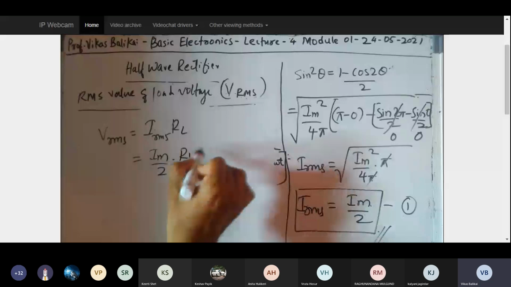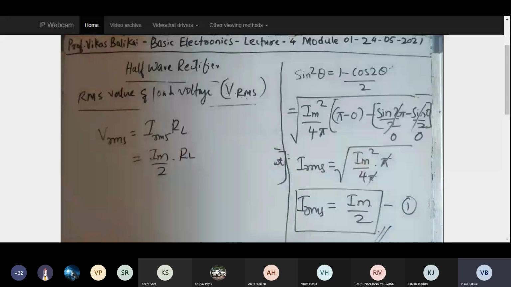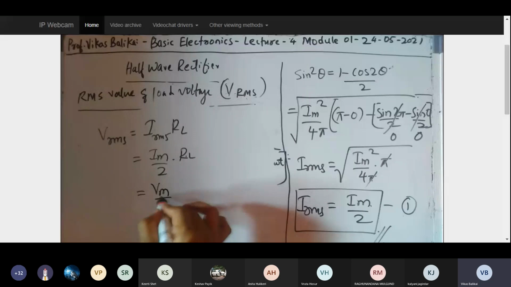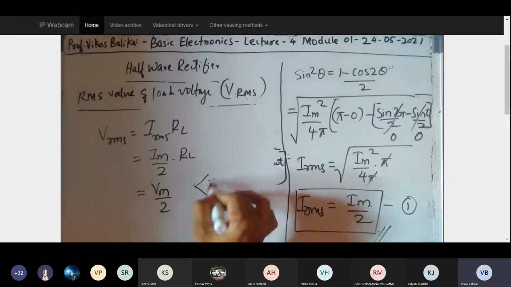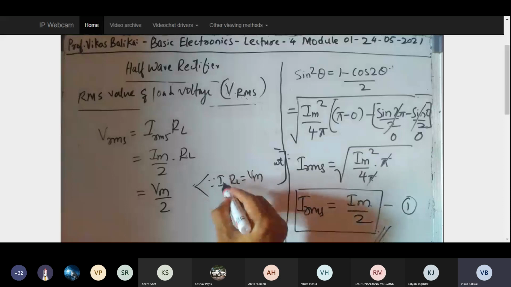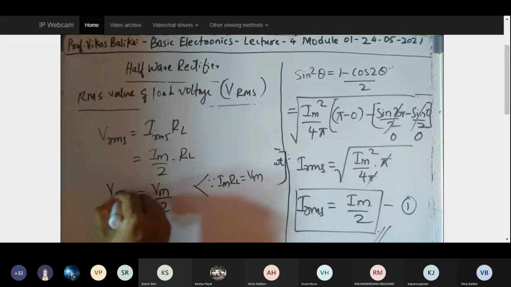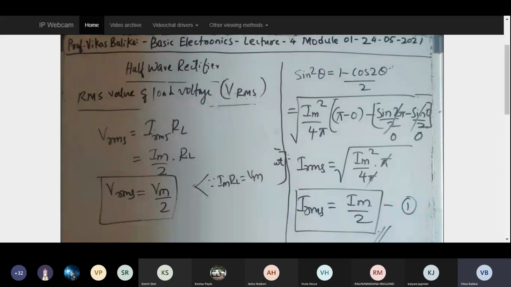And again, what is Im into RL? Im into RL is Vm. So 2 is going to remain as it is. Im into RL is Vm. So this way, I can say that VRMS is also equal to Vm by 2. And that was my known thing that I was supposed to get.